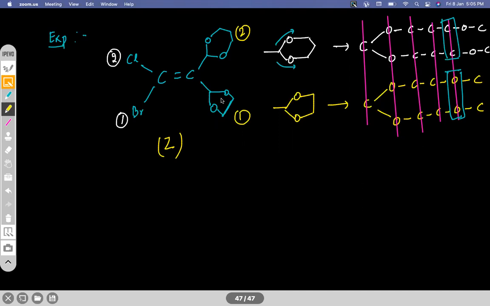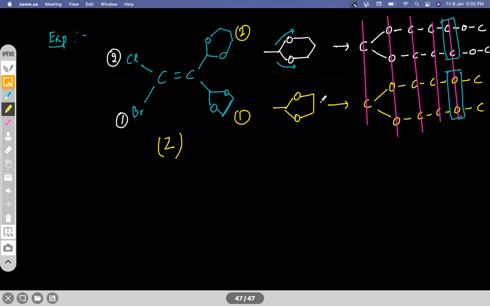I'll explain. What you need to do is write down the two rings which are attached like this and open up the ring. Like this carbon, write down here, and then you start going clockwise. So oxygen, carbon, carbon, carbon, oxygen, carbon. Write down here: oxygen, carbon, carbon, carbon, oxygen, carbon. Done. Then anti-clockwise: oxygen, carbon, carbon, carbon, oxygen, carbon. This is what we have.